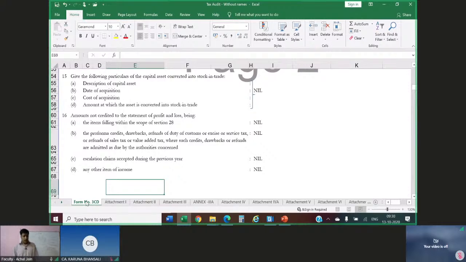So for example, let's say there is a company which acquires certain equipments, which purchases certain equipments, and those equipments are used for production of inventory, production of finished goods.